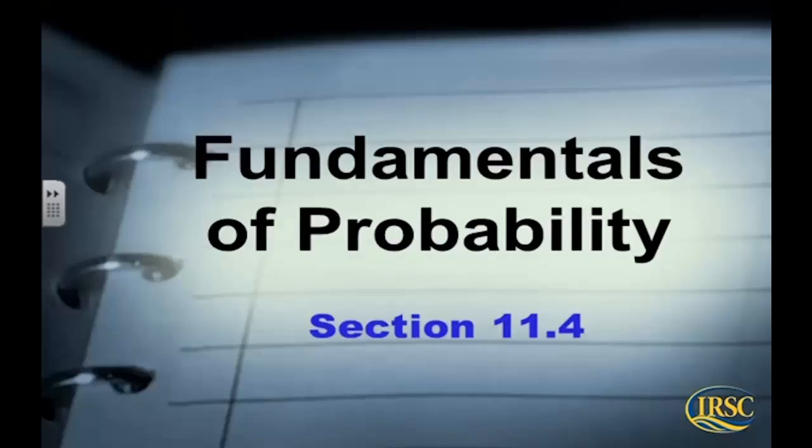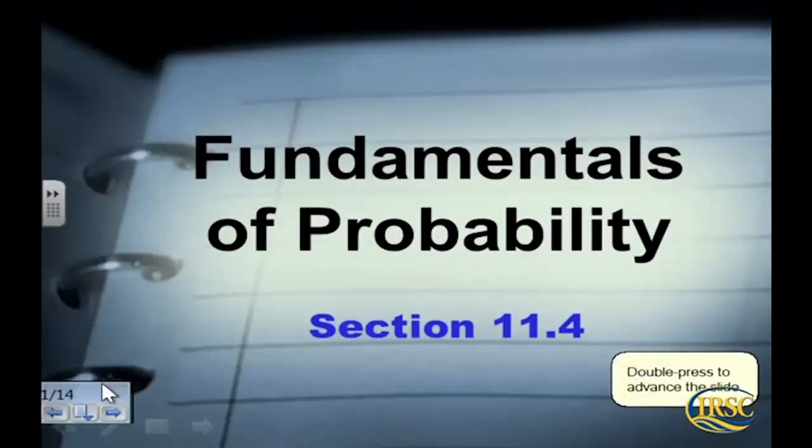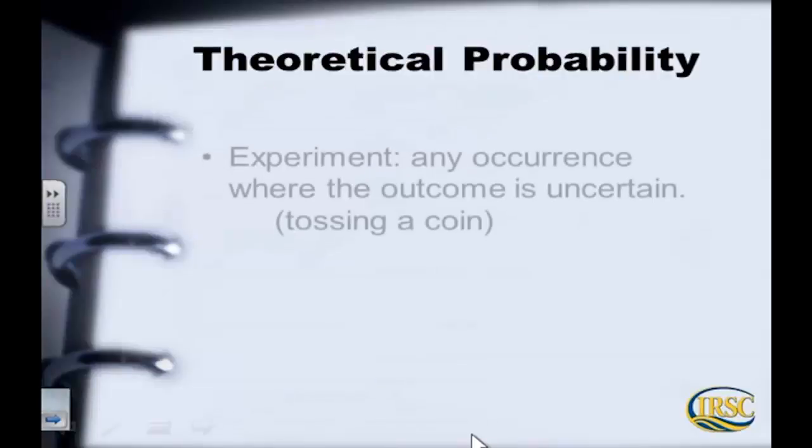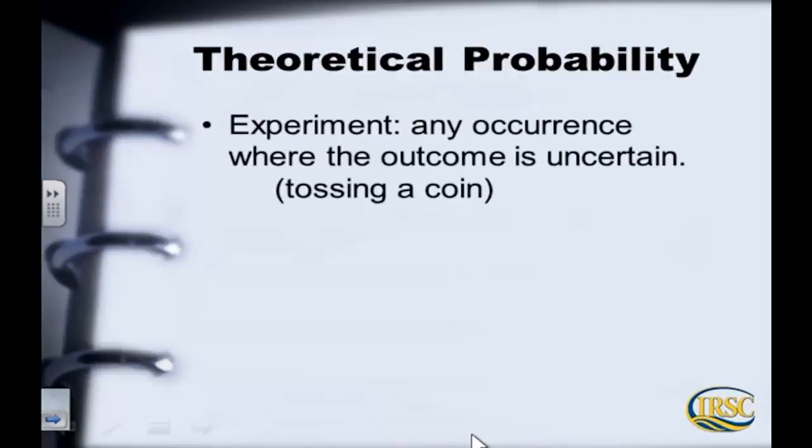In 11.4, we're going to start our discussion on probability. Okay, starting out with some vocabulary first. An experiment is any occurrence where the outcome is uncertain. For example, tossing a coin. When you toss a coin, you're not sure what it's going to land on.